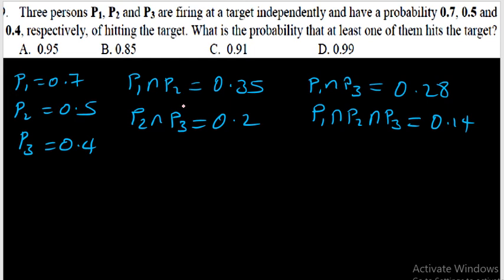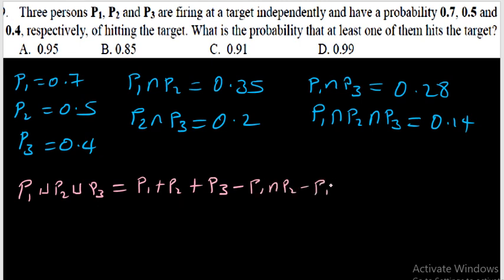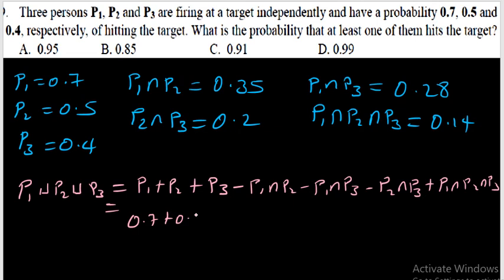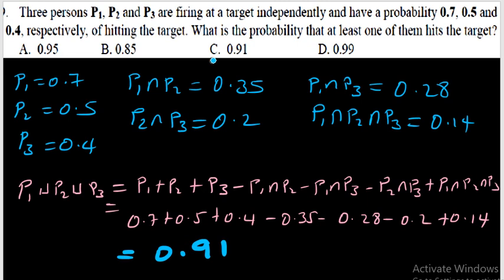Therefore, we are asked what is the probability that at least one of them hits the target. That means the probability of P1 union P2 union P3. This is what we are looking for. This is the same as P1 plus P2 plus P3 minus P1 intersection P2 minus P1 intersection P3 minus P2 intersection P3 plus P1 intersection P2 intersection P3. Somewhat longer formula, and for each of them we have 0.7 plus 0.5 plus 0.4 minus 0.35 minus 0.28 minus 0.2 plus 0.14. When you calculate, this result will be 0.91, which is C.